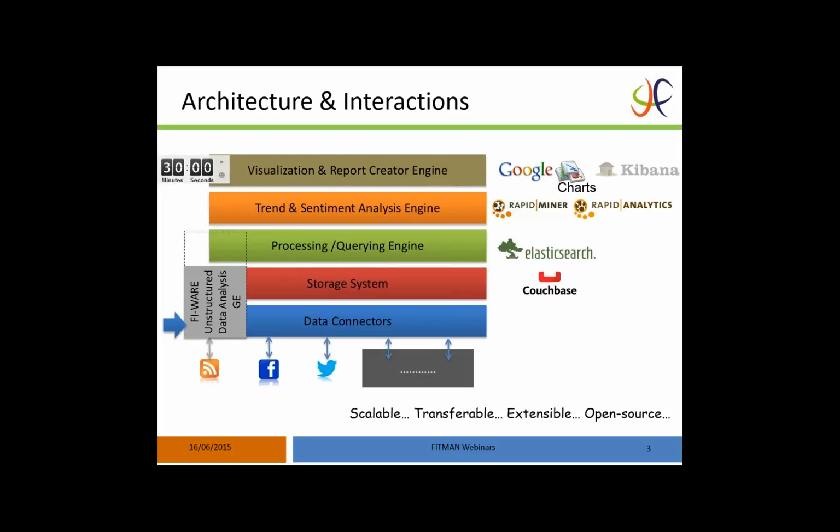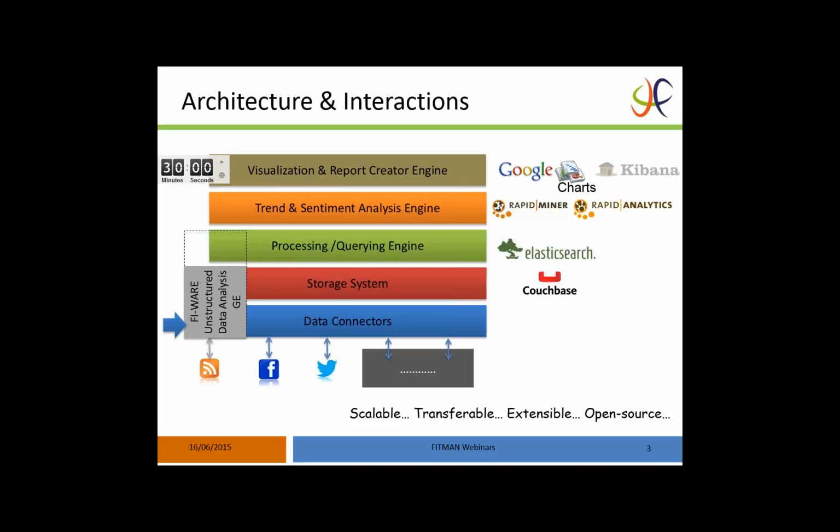The architecture of the specific enabler has 5 layers. The first one concerns the data connectors that connect to the Twitter and Facebook APIs in order to retrieve the necessary information. The storage system has been implemented in Couchbase. The processing and querying engine is implemented on Elasticsearch. The trend and sentiment analysis engine interacts with the RapidMiner and RapidAnalytics open source tools, and the visualization and report engine has been based on Google Charts and Kibana.